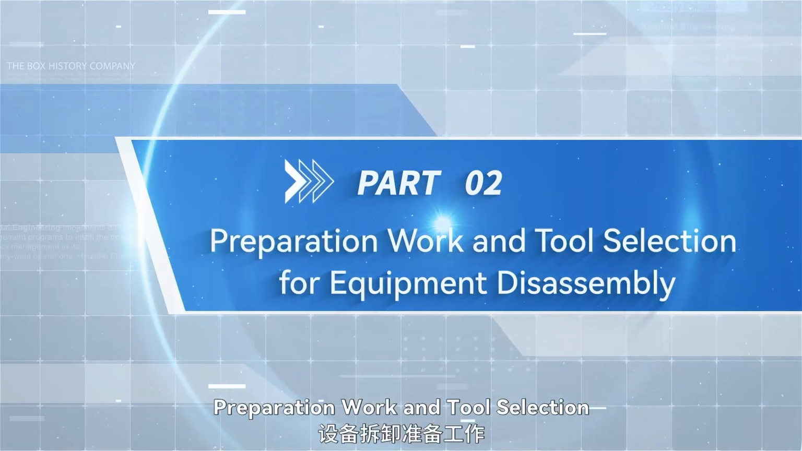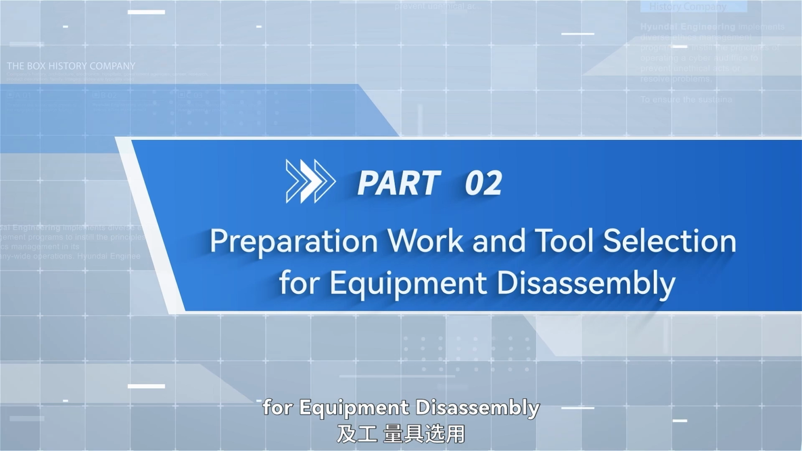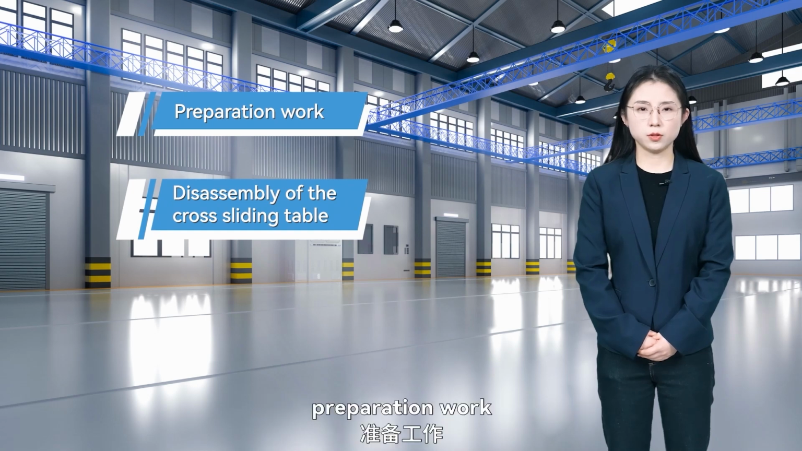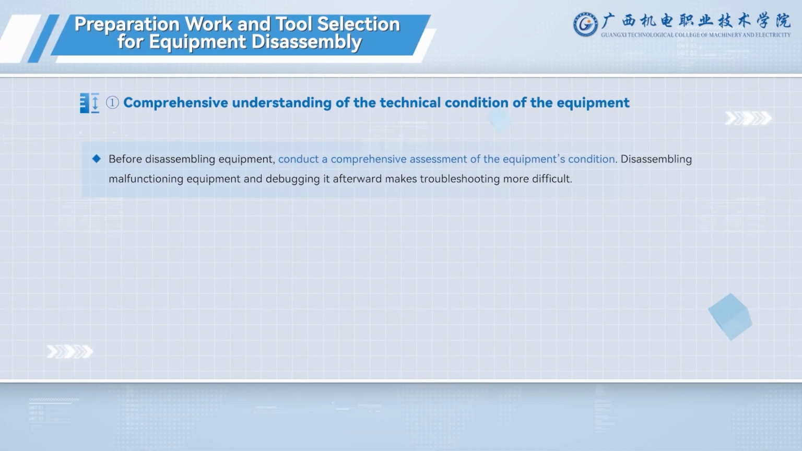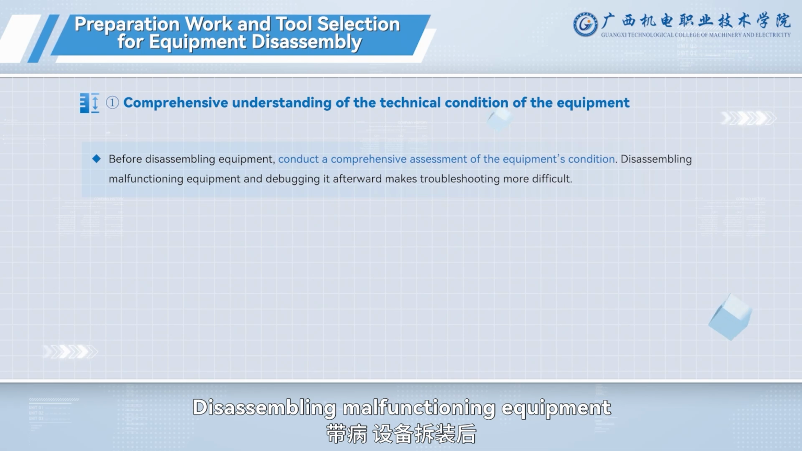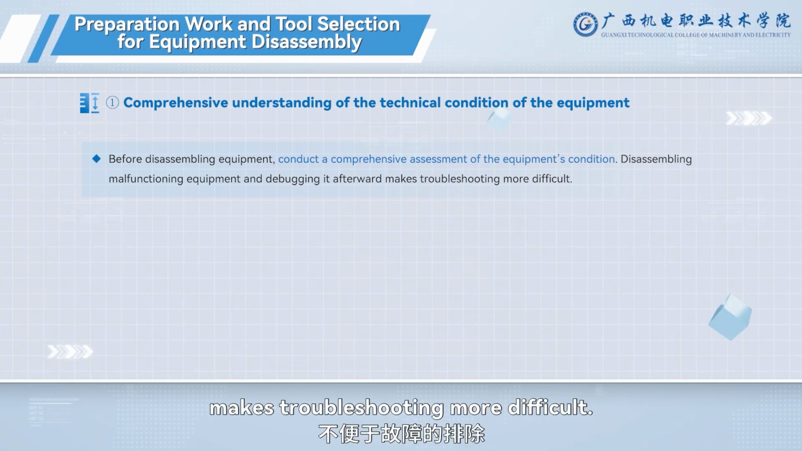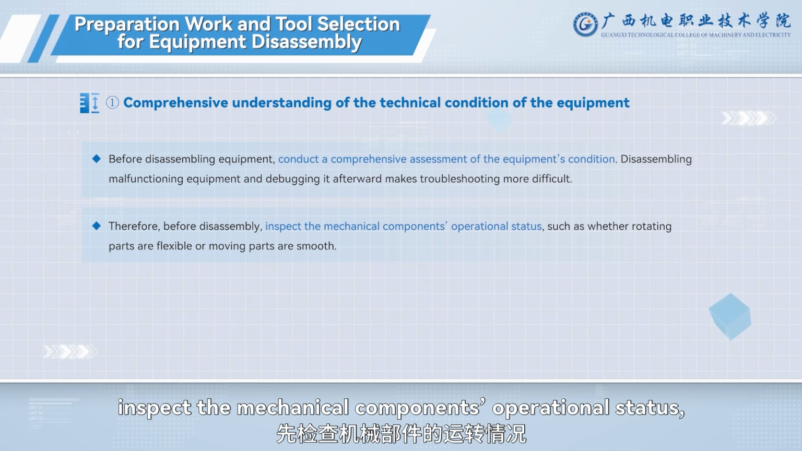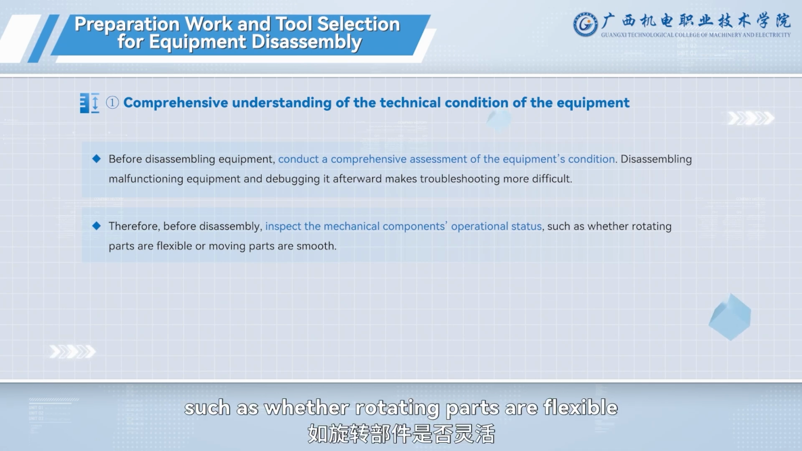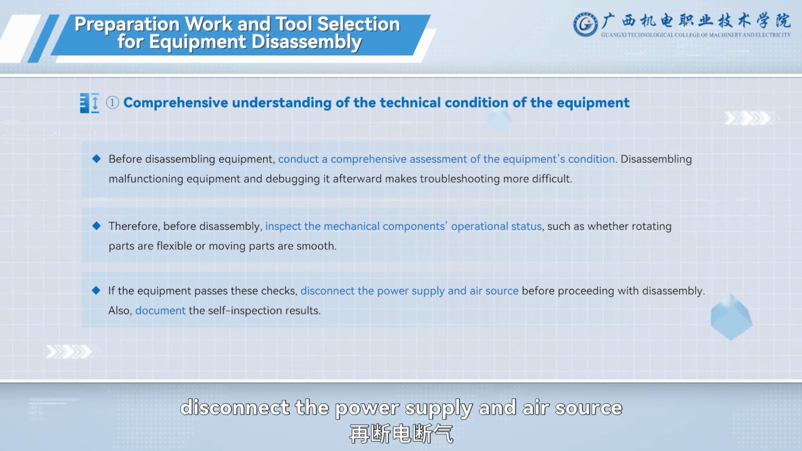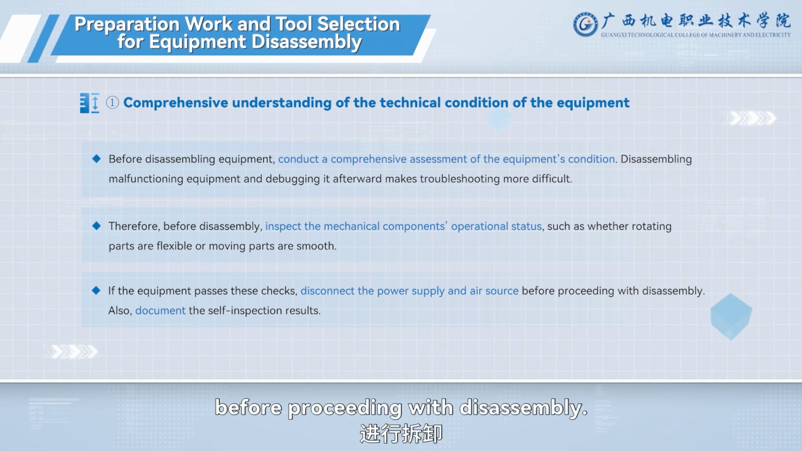Part 2. Preparation work and tool selection for equipment disassembly. This task consists of two main aspects: preparation work and disassembly of the cross-sliding table. Before disassembling equipment, conduct a comprehensive assessment of the equipment's condition. Disassembling malfunctioning equipment and debugging it afterward makes troubleshooting more difficult. Therefore, before disassembly, inspect the mechanical component's operational status, such as whether rotating parts are flexible or moving parts are smooth. If the equipment passes these checks, disconnect the power supply and air source before proceeding with disassembly.